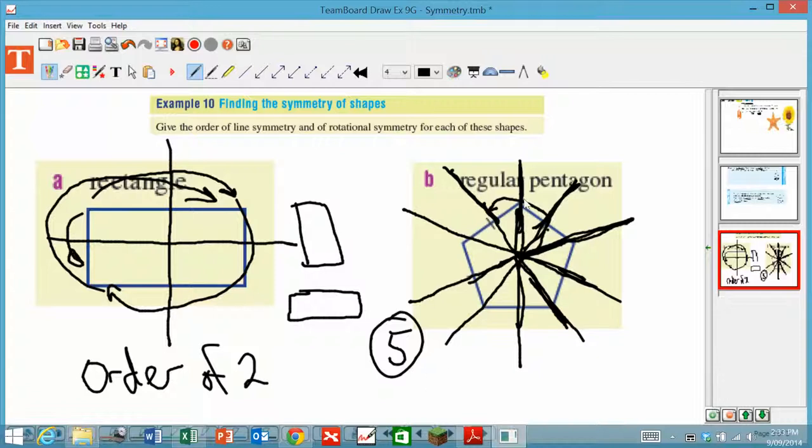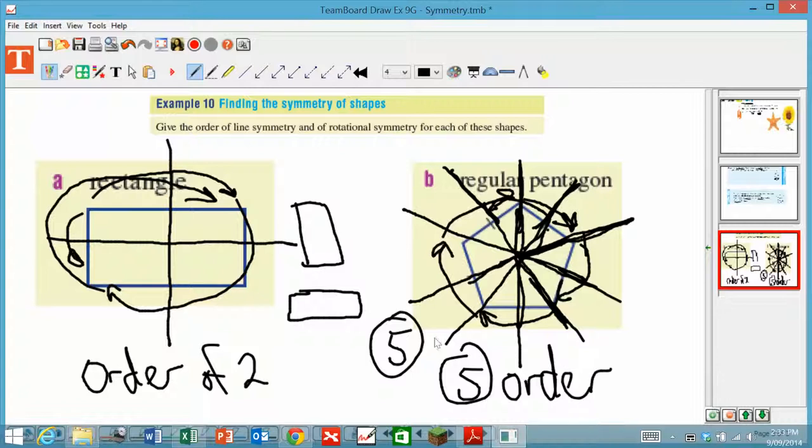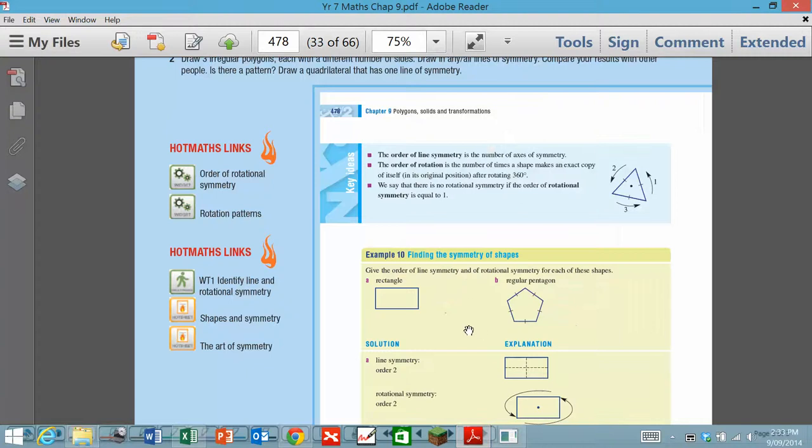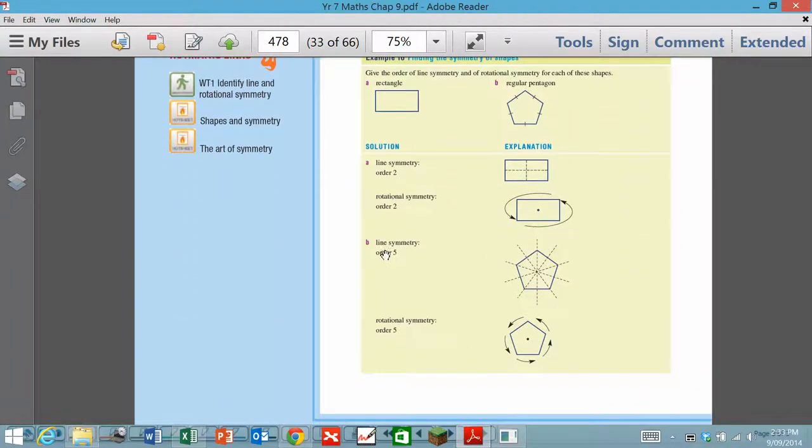Also, rotating it from there to there, there's 1, there's 2, there's 3, there's 4, and we're back to the start, 5. So our rotational symmetry would also be an order of 5. So line symmetry, order of 5, rotational symmetry, order of 5. Let's have a look at the question here. Line symmetry, order of 5, so you draw the lines that would split it in half. For rotational symmetry, you rotate it 5 times and you get the same shape every time, so you get an order of 5 there as well.